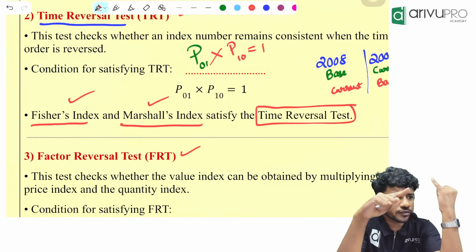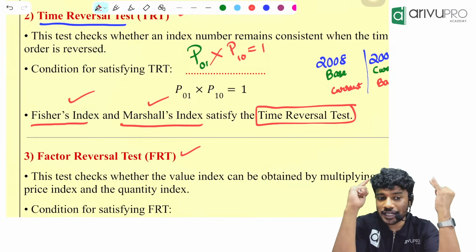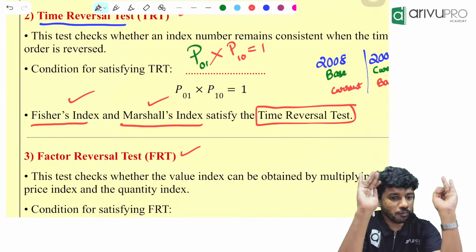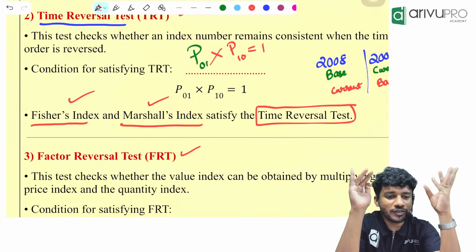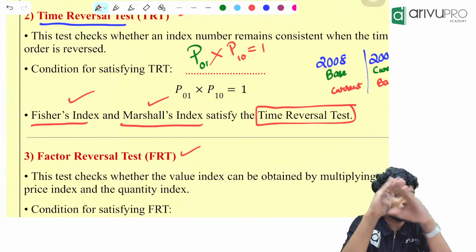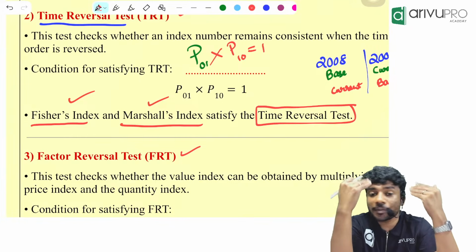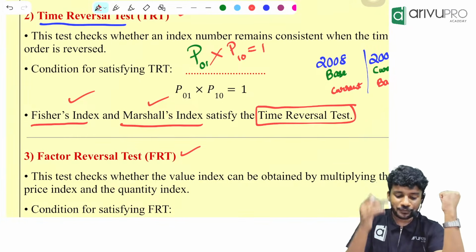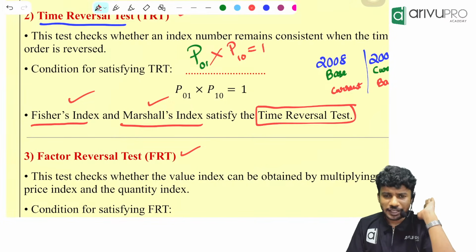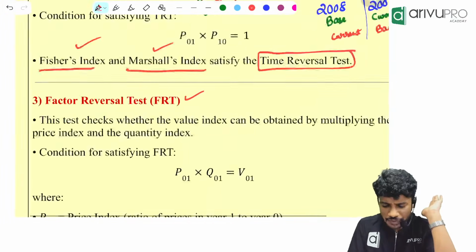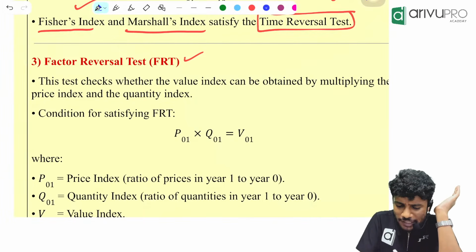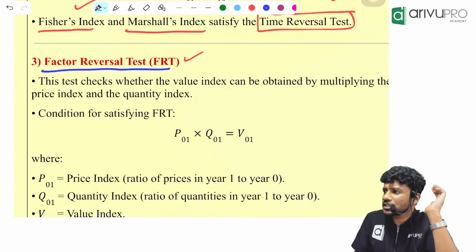Will Laspeyres satisfy? No. Will Paasche satisfy? No. You can keep that. Bowley also satisfies it, but we will keep that Paasche and Laspeyres do not satisfy, because the question will be based that way. Then, time reversal test is done. Everyone is done with that? Got it? Then we are going for the third one, that is called the factor reversal test.